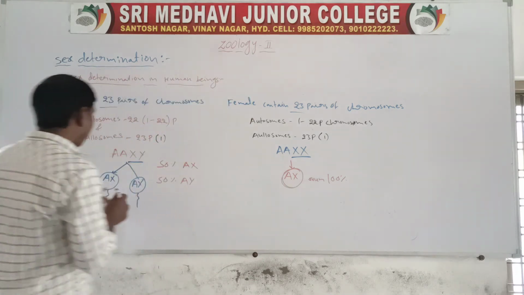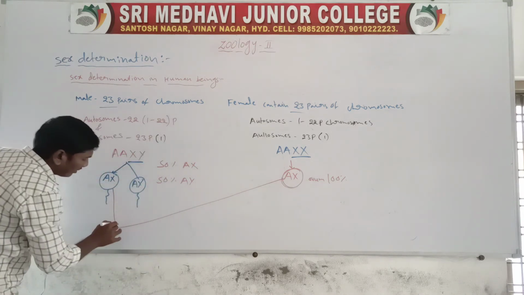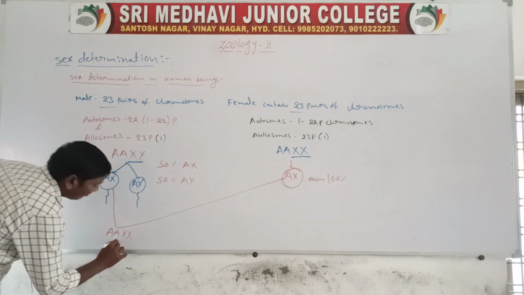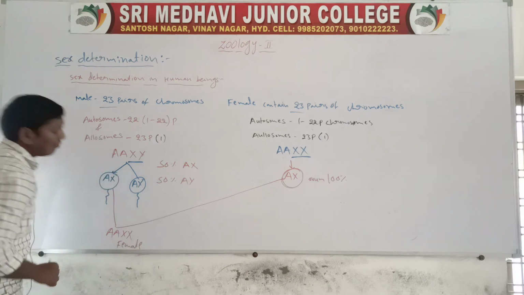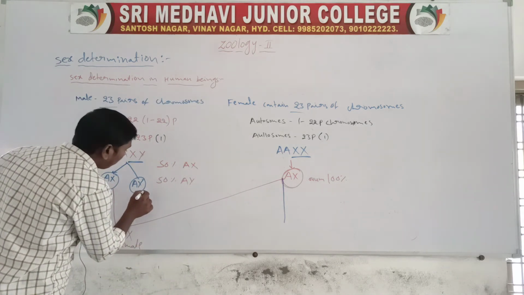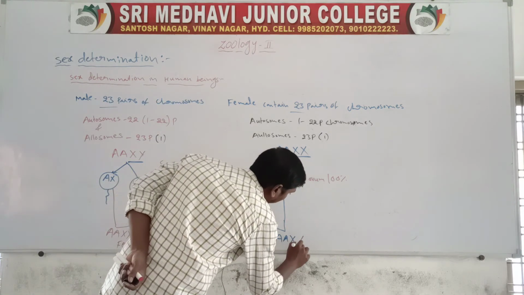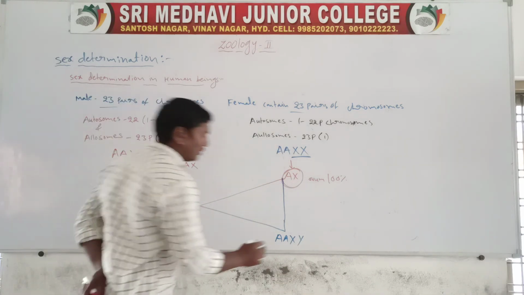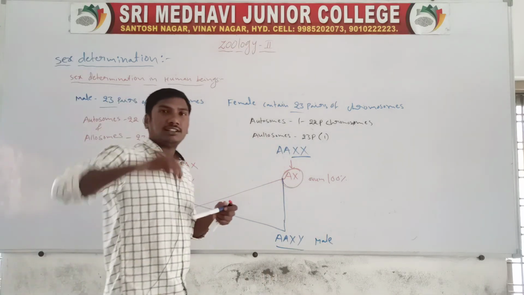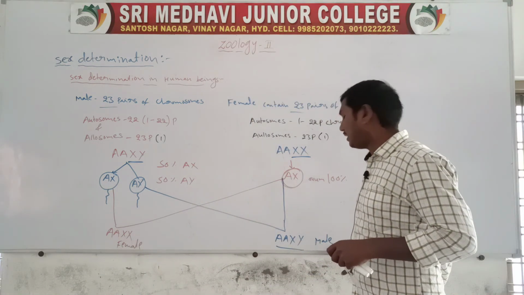When the X sperm fuses with the X ovum, we get AAXX, so that is the female baby. When the X type of ovum fuses with the Y type of sperm, we get AAXY. XY means male, so that is the male child. XX means female, XY means male. So AAXX is the female baby, and AAXY is the male baby.